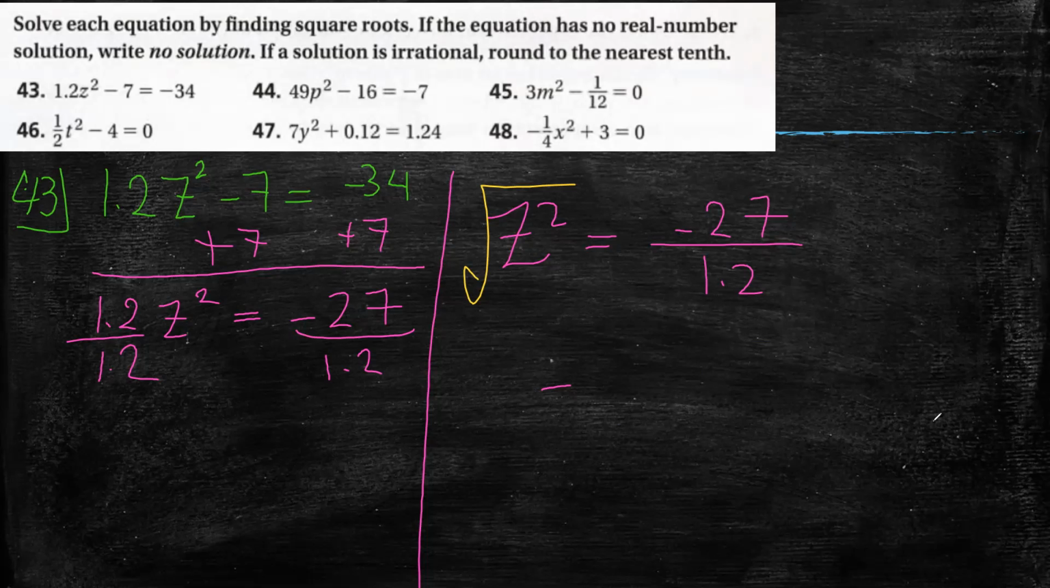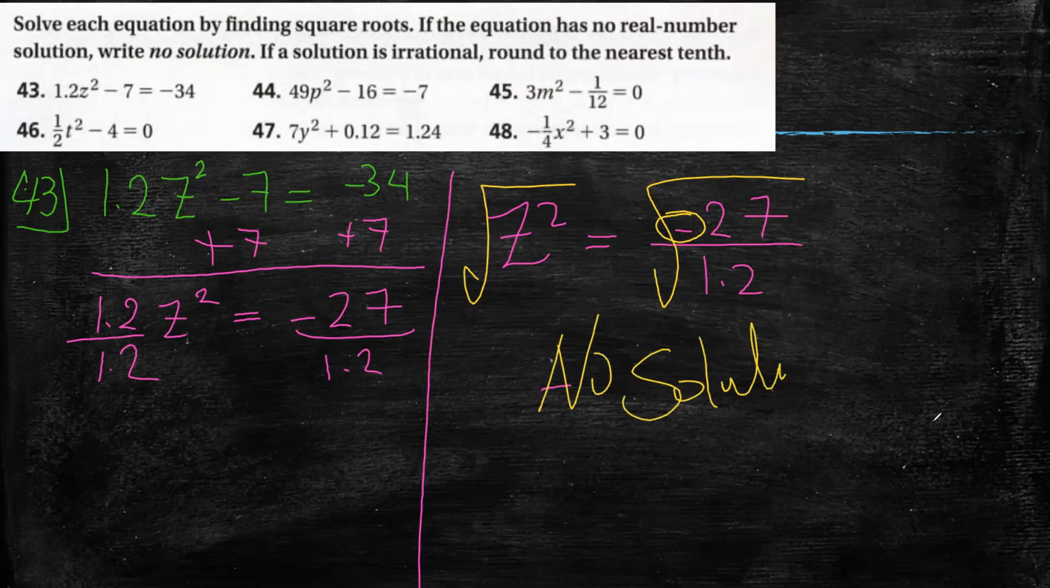Here now, I said under the square root. Now look at the number here. Is it a negative number? Is there a square root for a negative number? No. So I will say no solution. Since the number here is negative, which is negative 27 over 1.2, that means there's no square root for any negative number. So there's no solution.